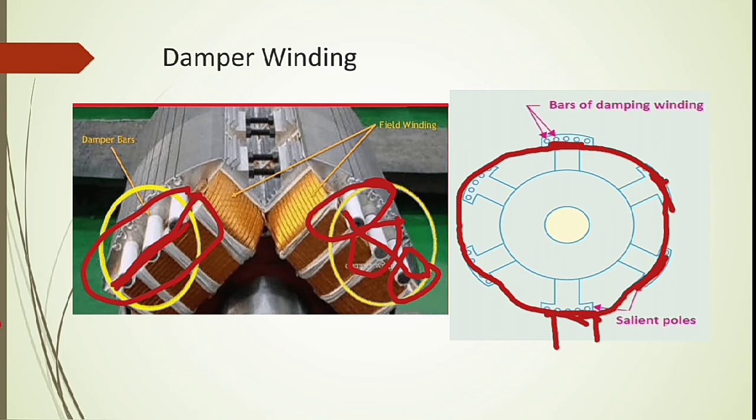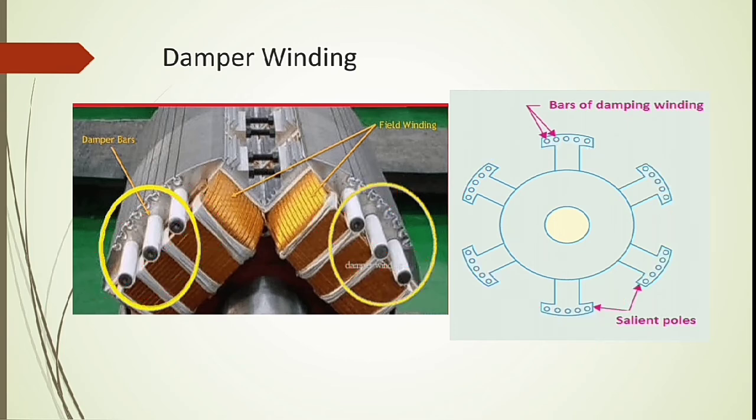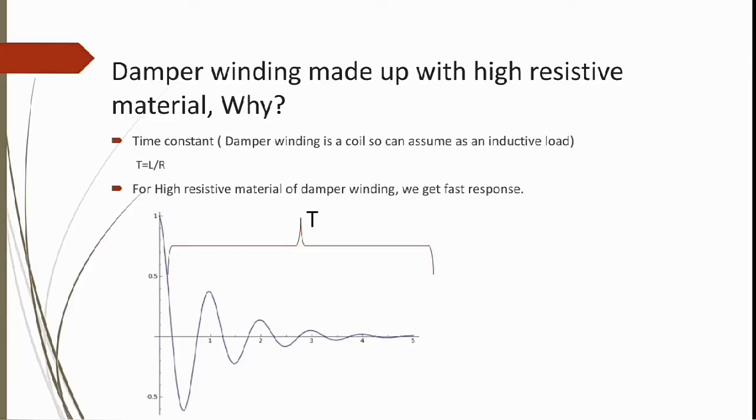So what is damper winding? What is actually damper winding? Damper winding is a winding which is used to damp out the disturbance which occurs at the rotor side. Any disturbance which occurs at the rotor side will be damped out or eliminated by the damper winding.